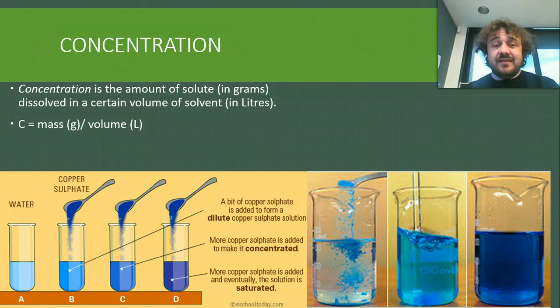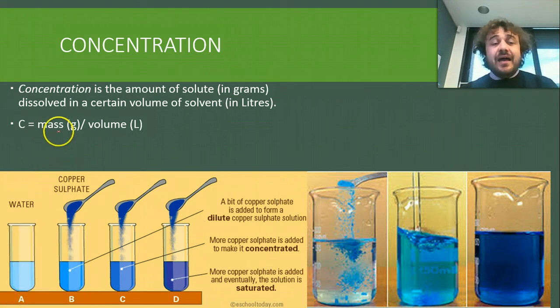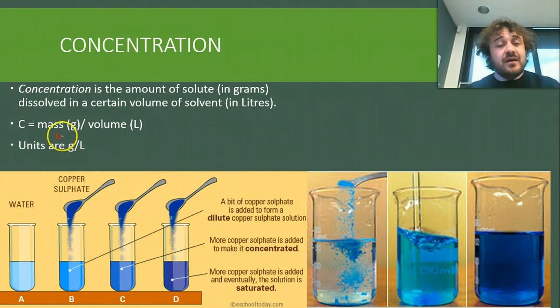And there's a bit of maths here, so concentration equals mass divided by the volume. Okay, so the units are grams per litre. Now this is actually really handy because you just go C equals grams divided by litres.